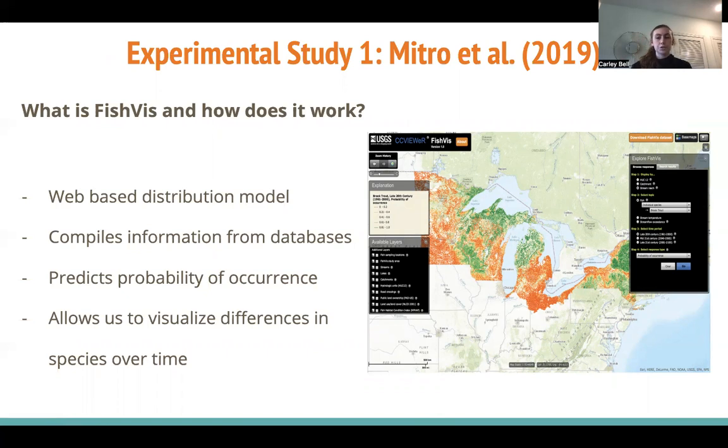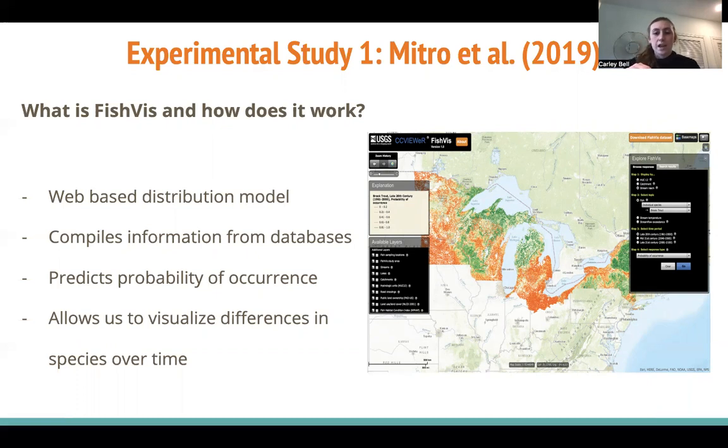FishViz is a web-based distribution model, meaning that we put data into it and it does its thing and predicts into the future for us. So it predicts the probability of occurrence of fish species, and in this study specifically trout, brook and brown trout. And it compiles information from multiple databases, and it puts all this data in there, and then it extrapolates it to allow us to visualize the differences in the species over time. And so what we're inputting is a bunch of data that is included in the next slide, but the output is the occurrence of fish species over time.